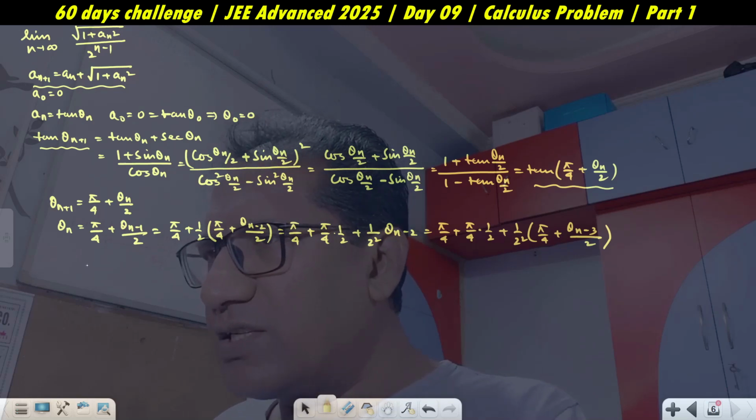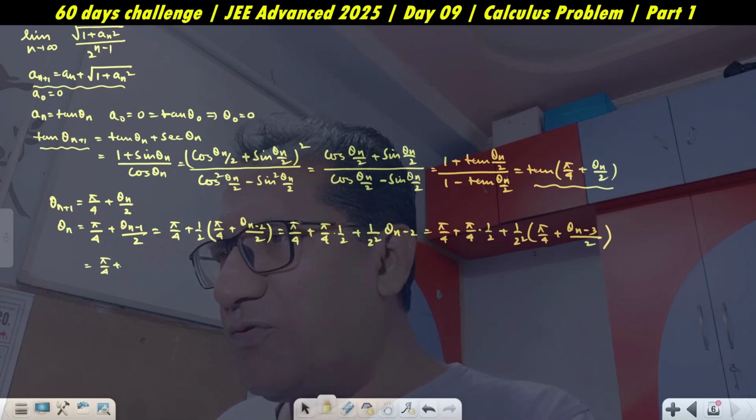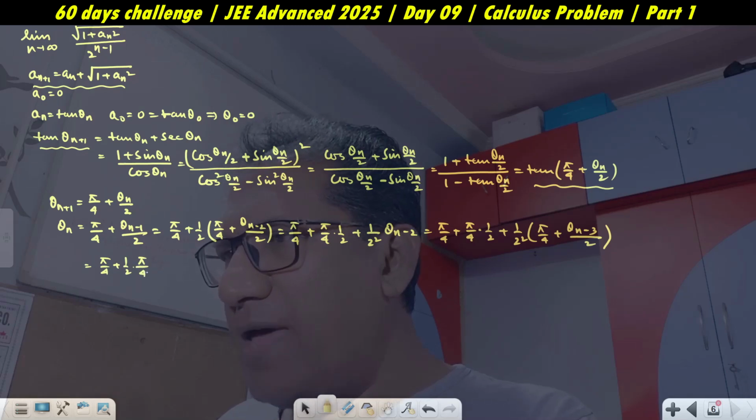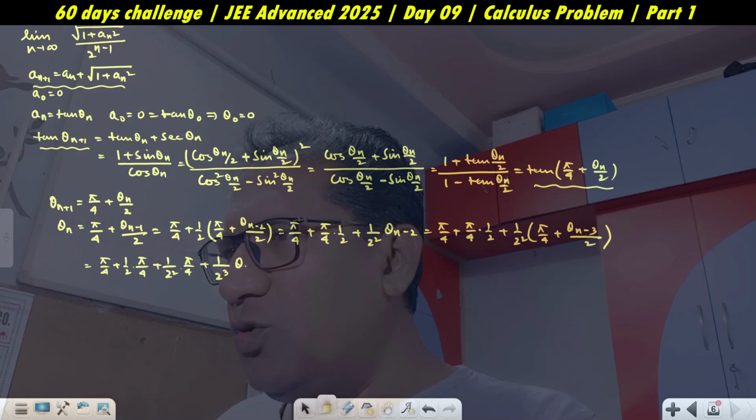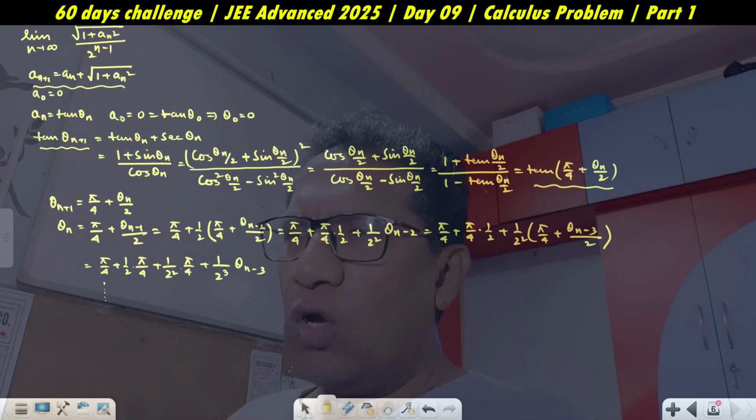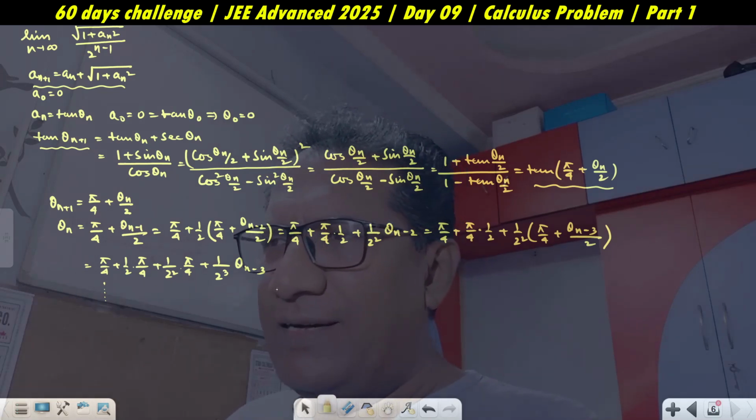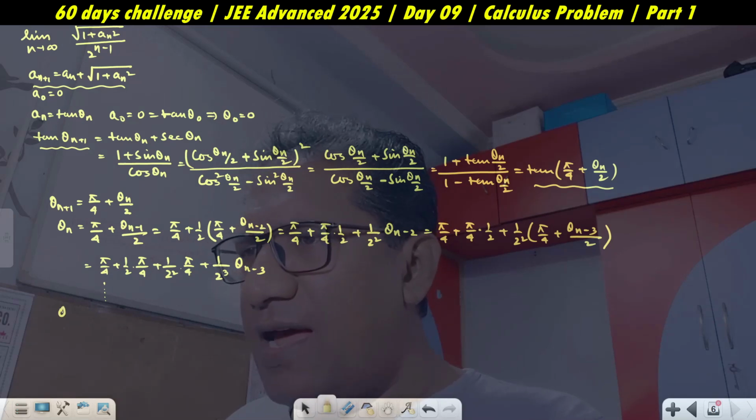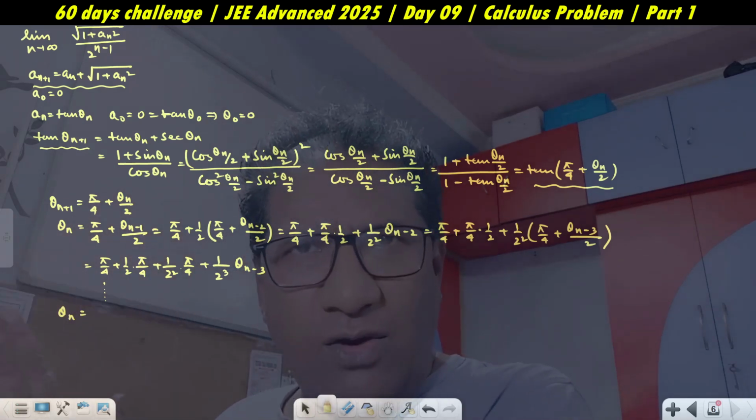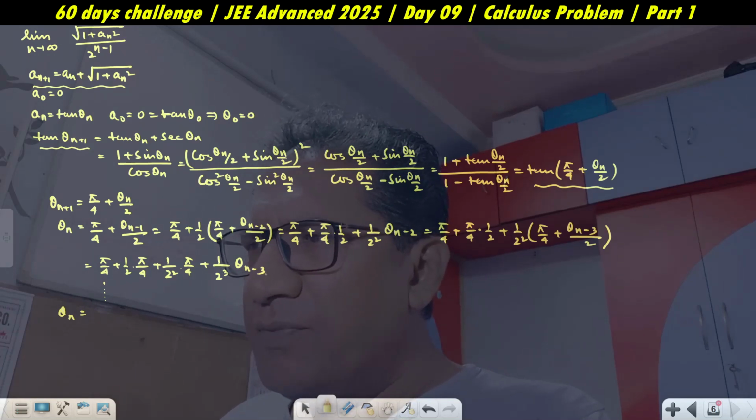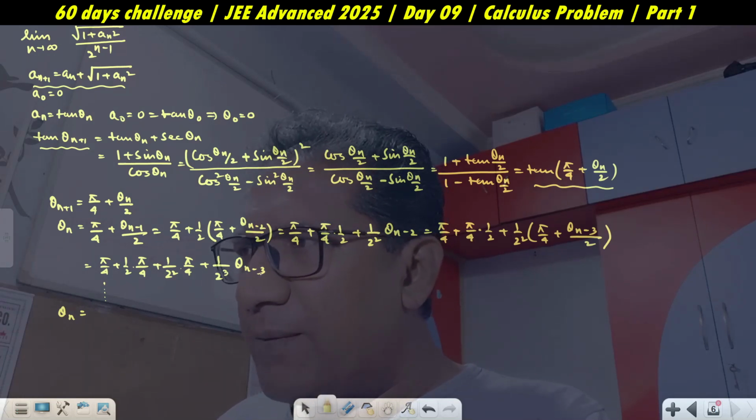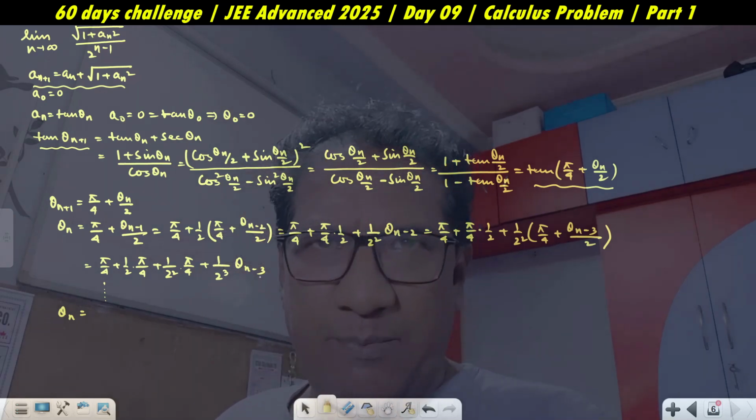So that gives us pi over 4 plus half into pi over 4 plus 1 over 2 square pi over 4 plus 1 over 2 cube theta n minus 3, and this thing will go on. Okay, so simply by observing the pattern, you can say your theta n can be written as... this thing goes on, a stage will come when here it is 3. In the previous one it was 2. Now one stage will come when it will be n.